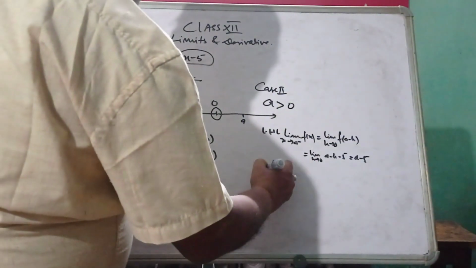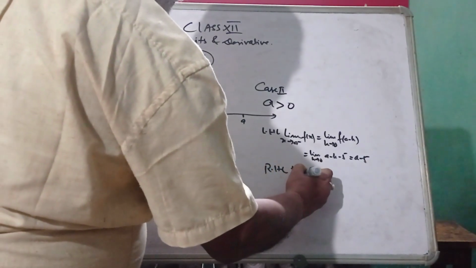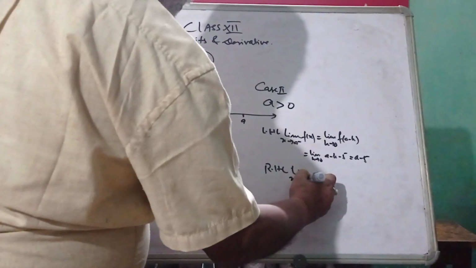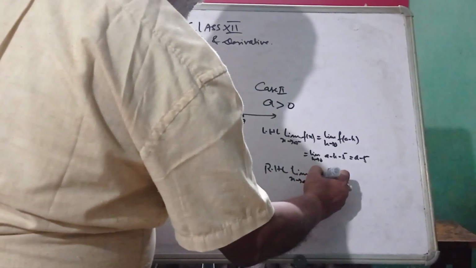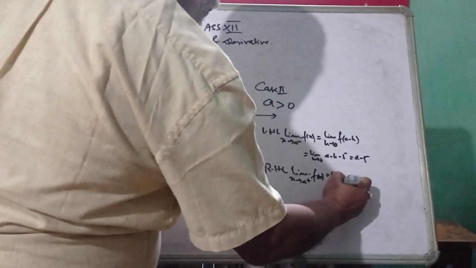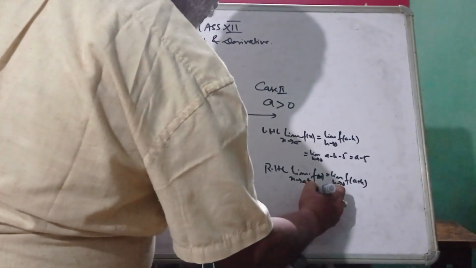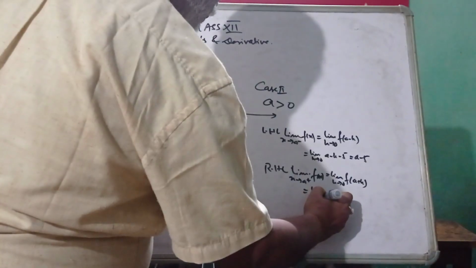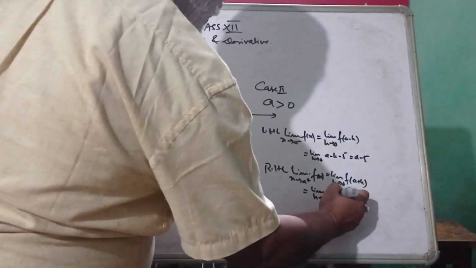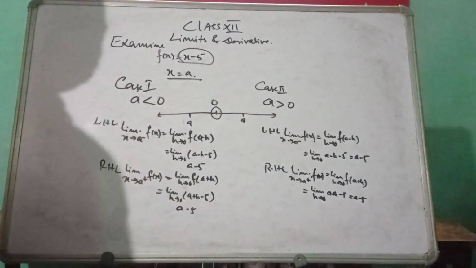And again your right hand limit. Right hand limit, that is limit x tends to a plus f(x), that is equal to limit h tends to 0 f(a plus h). So again here your limit h tends to 0, that is a plus h minus 5, that is equal to a minus 5. So this side it will be continuous.